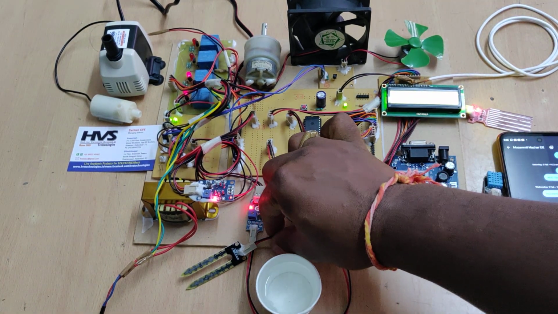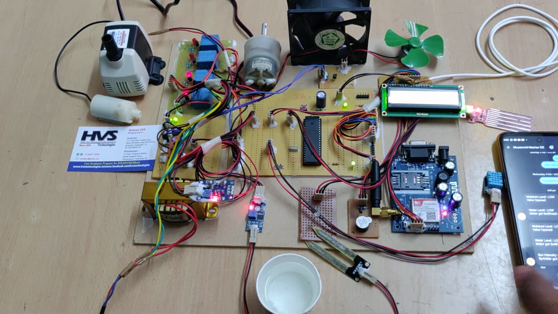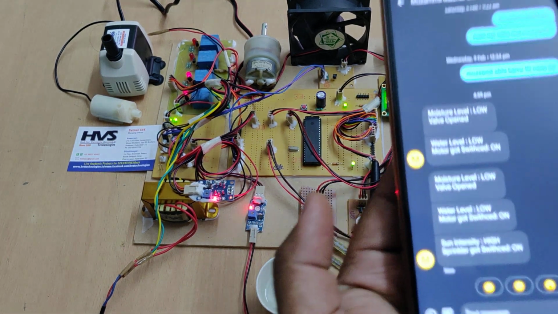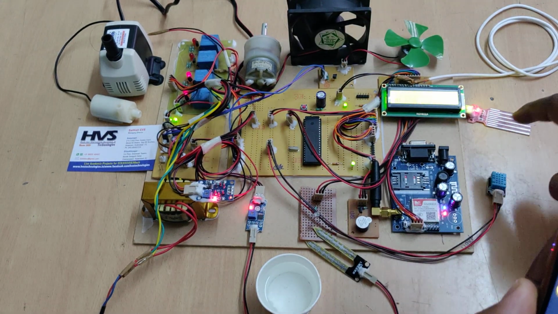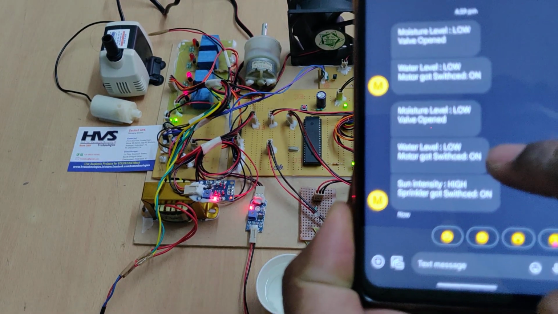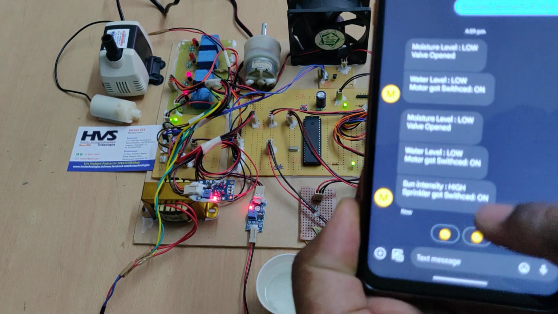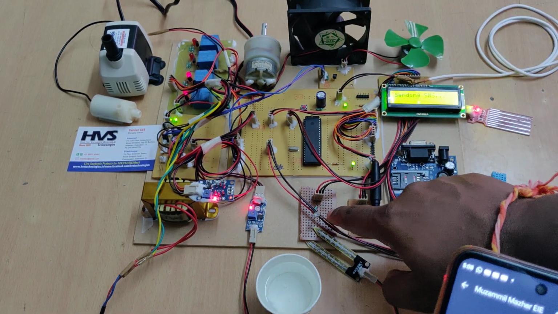Okay, so if I put it back, you can see that there are three abnormal conditions that occur. One is the moisture level is low. The next is the water level is low, there is no water content, and the sun intensity is high.